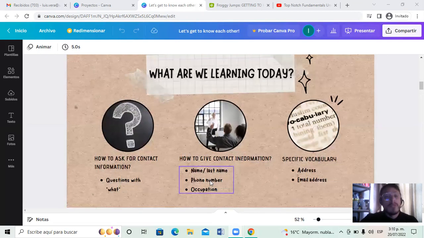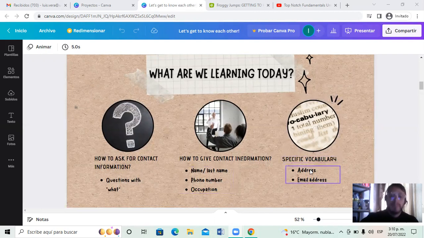En este caso tenemos algunos ejemplos. Your name, your last name, your phone number, your occupation, etcétera. And finally, we study some specific vocabulary. Finalmente vamos a revisar un poco de vocabulario relacionado con correos electrónicos, direcciones, etcétera.